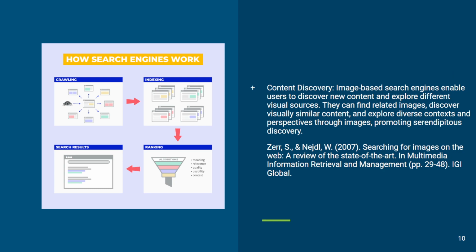And then the other advantage is content discovery. Image-based search engines enable users to discover new content and explore different visual sources. They can find related images, discover visually similar content, and explore diverse contexts and perspectives through images. As mentioned in the journal on searching for images on the web, a review of the state of the art, this is how the search engine works.